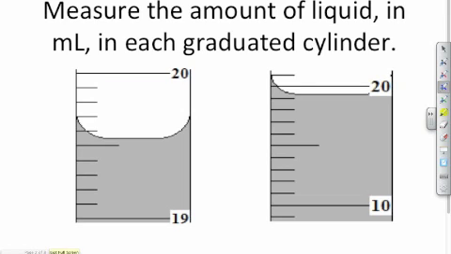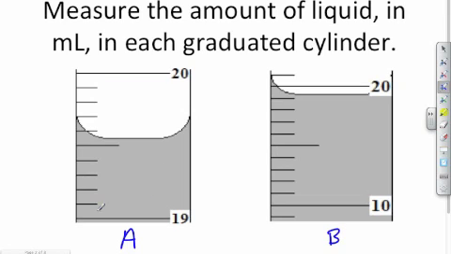In this example, I have two graduated cylinders. We'll call them A and B. What I want to do is look at these two graduated cylinders, find the volume of the liquids in each, and compare the measurements. Let's take a look at graduated cylinder A.